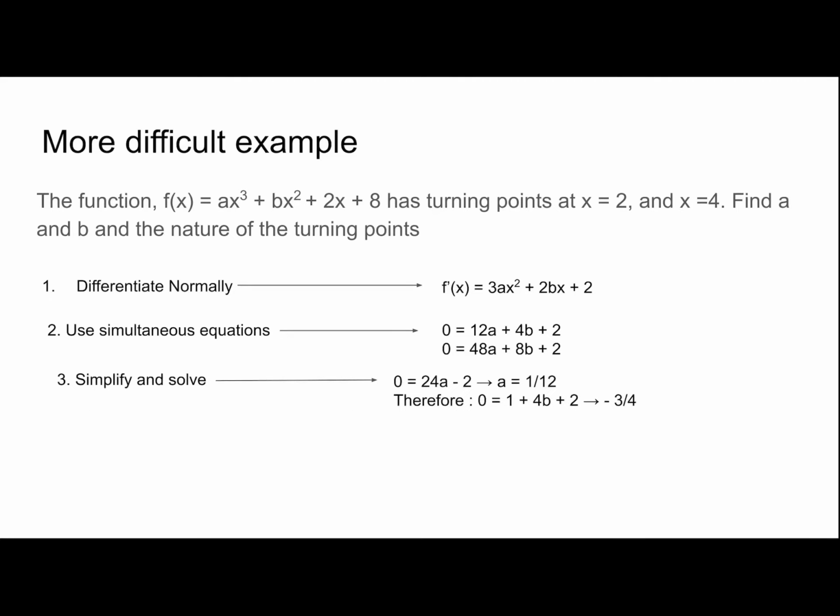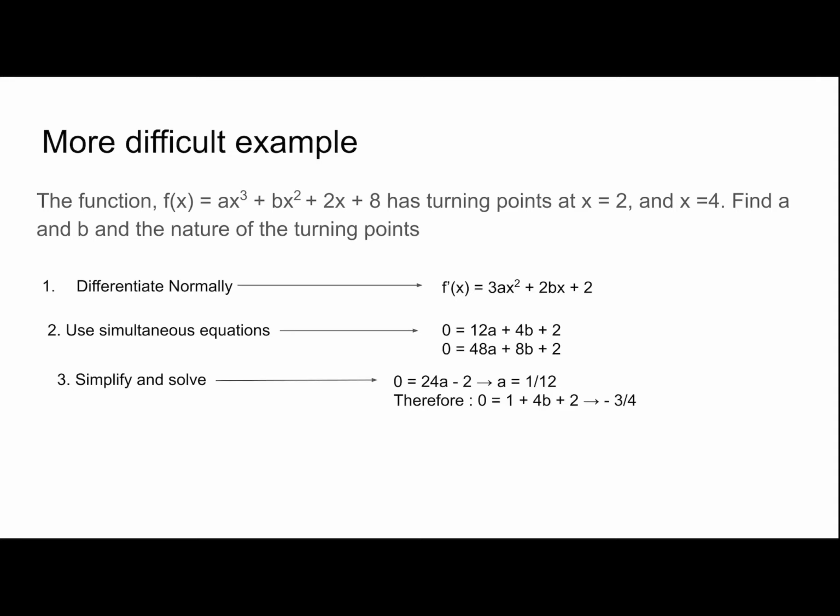So there is a little bit of algebra here. I multiplied the top equation by 2, so that becomes 24a plus 8b plus 4, and I did 48a plus 8b plus 2 minus 2 times the top equation, and that should give us 24a minus 2 equals 0, and therefore a equals 1 over 12. So this is just simultaneous equations in the algebra. Therefore we know a equals 1 over 12, so we substitute a equals 1 over 12 into our equation, and we should find that our b value is negative 3 over 4.